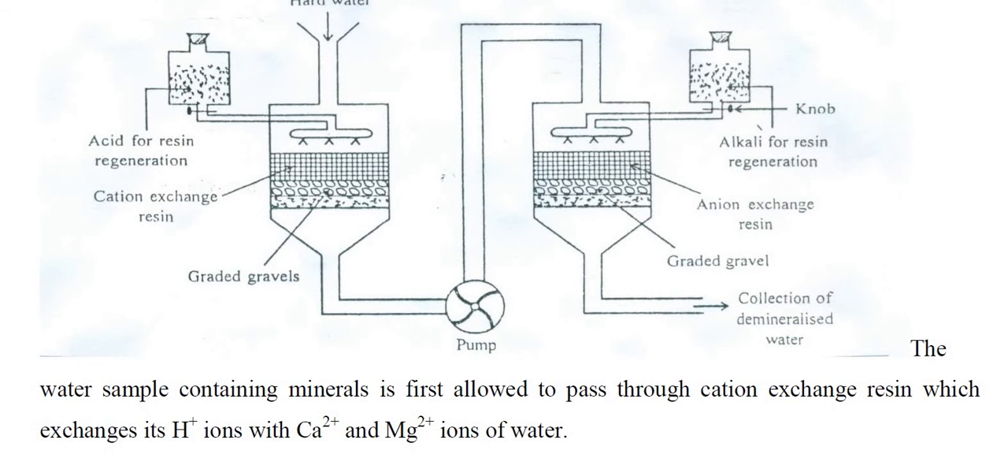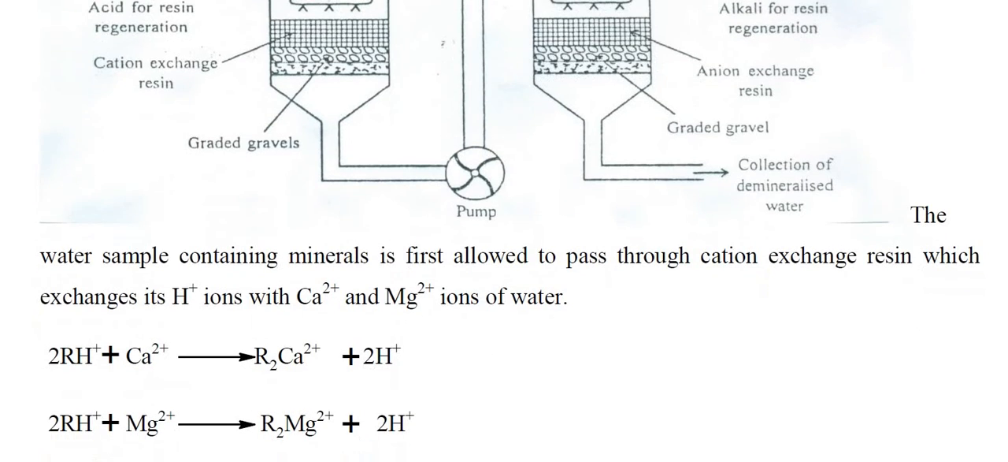Here, the water sample containing minerals is first allowed to pass through the cation exchange resin, which exchanges H plus ions with the calcium and magnesium ions. So the H plus ion bound to the cation exchange resin exchanges with the calcium ion, forming the resin-calcium complex and liberating H plus ion.